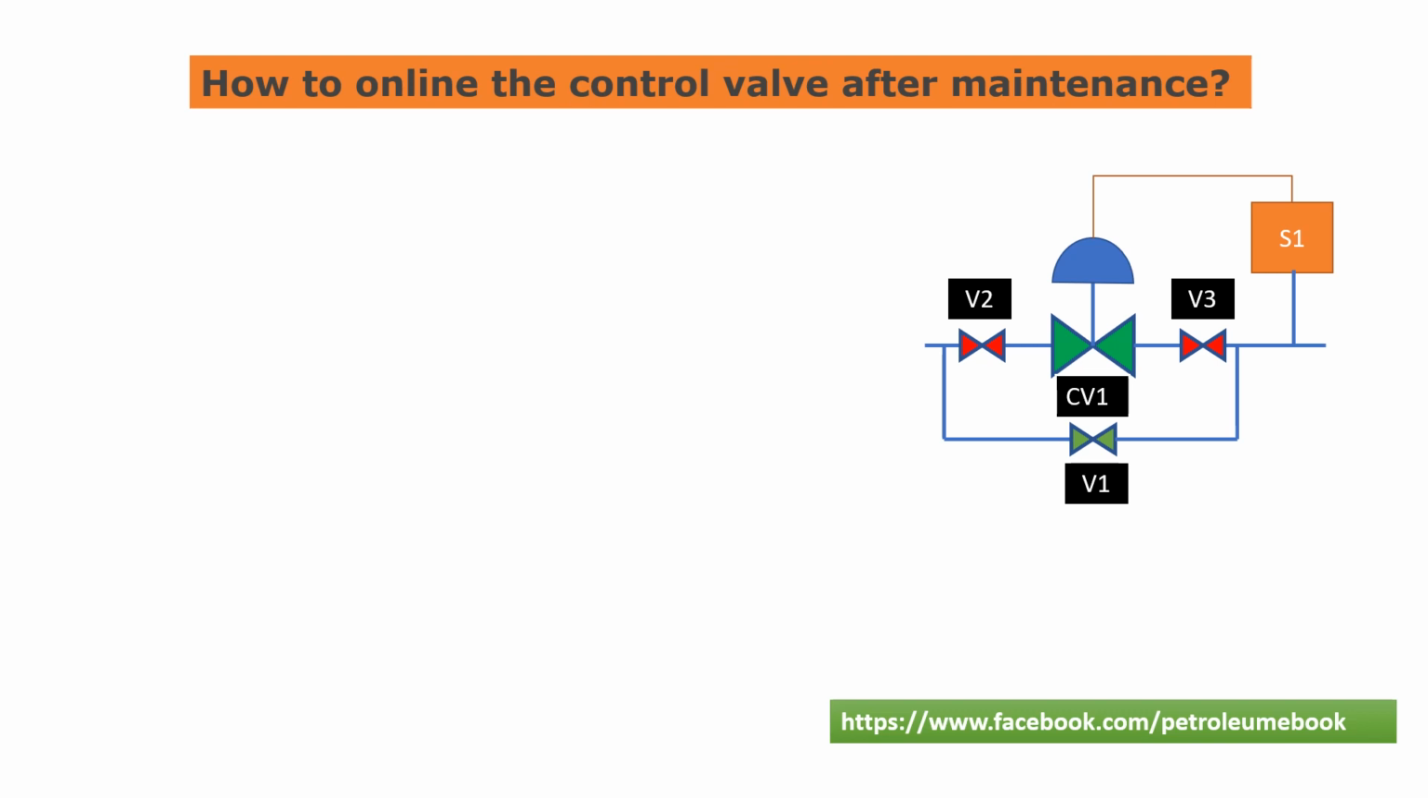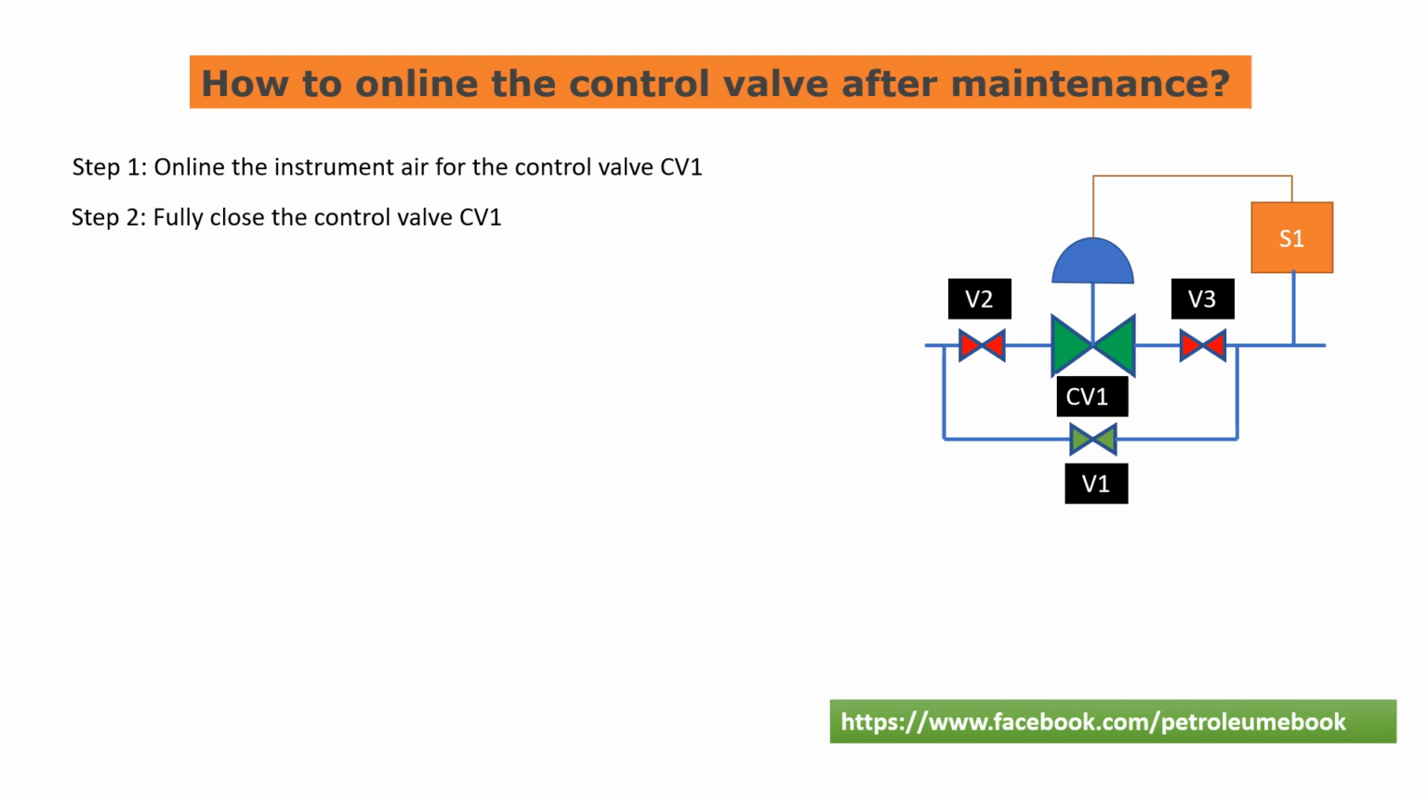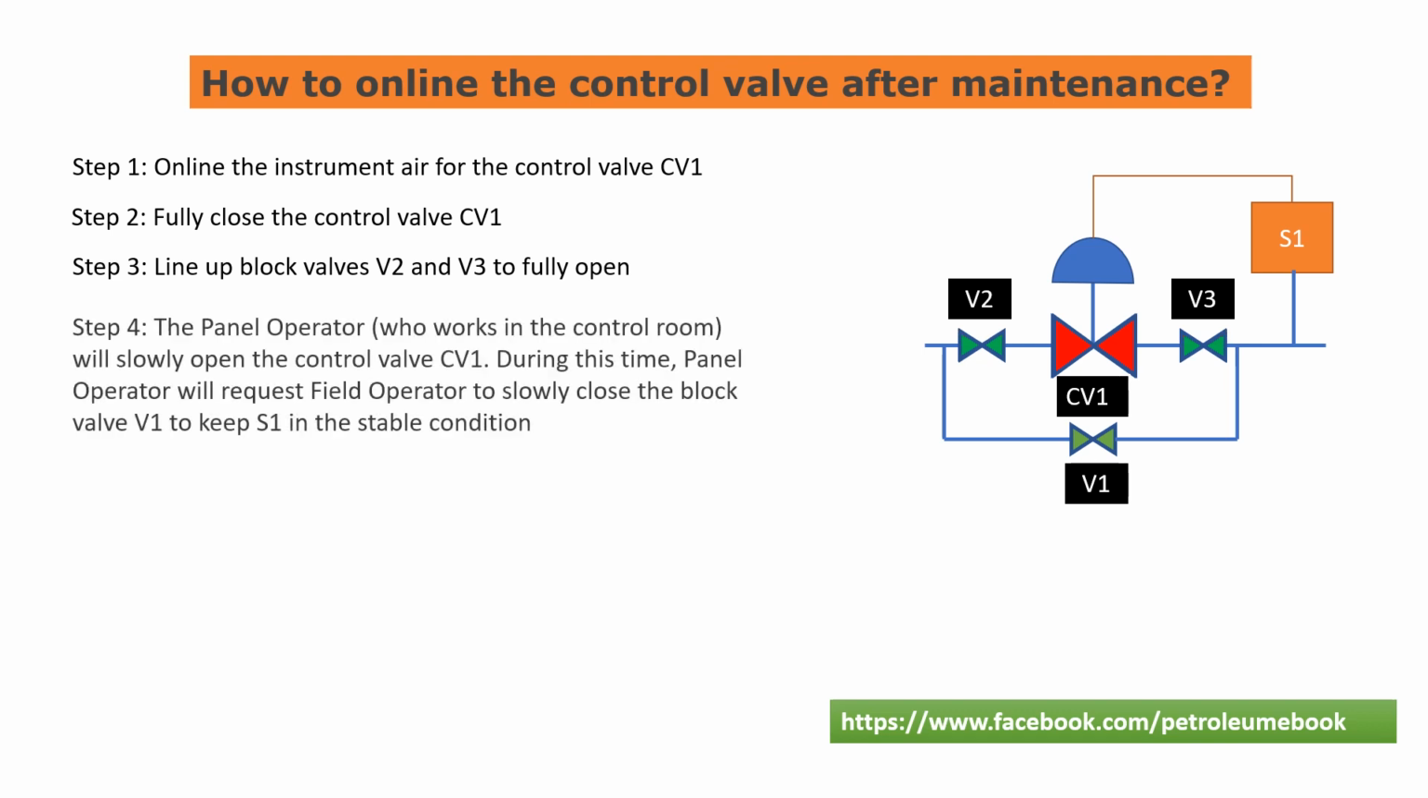Step 1. Online the instrument air for the control valve CV1. Step 2. Fully close the control valve CV1. Step 3. Line up block valves V2 and V3 to fully open. Step 4. The panel operator, who works in the control room, will slowly open the control valve CV1.